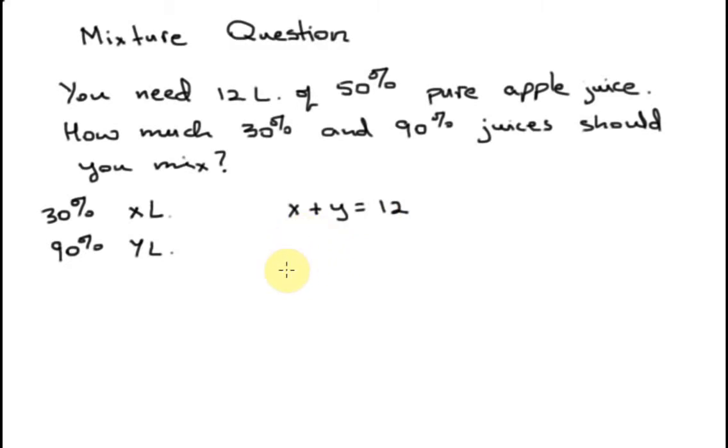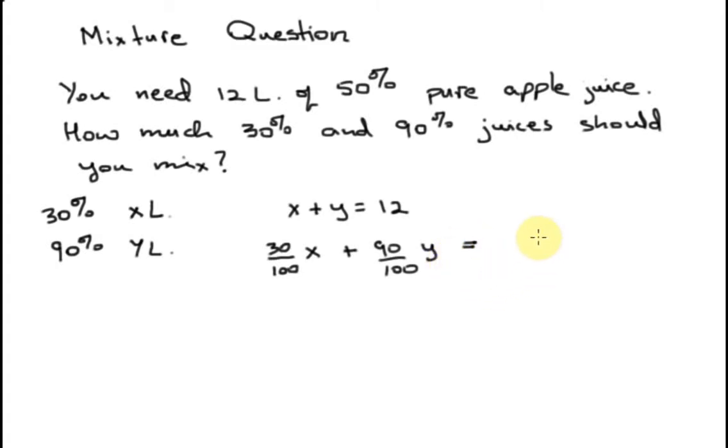The other equation's a little bit trickier, and it has to do with the purity of the apple juice. So what I'm doing is I'm going to take the 30% apple juice and say, well, how much of that is actually apple juice? It's 30% of the X liters. So this little expression here, 30 over 100 times X, is how much apple juice is actually in the mix. Plus, then I take 90%, so 90 over 100 times Y. So this is telling me how much pure apple juice is in that solution.